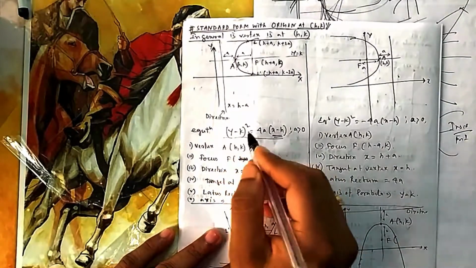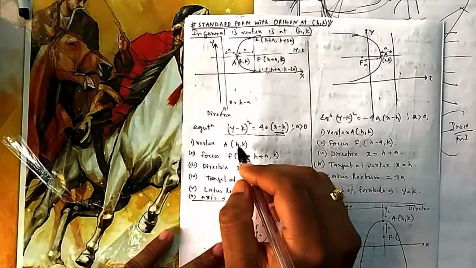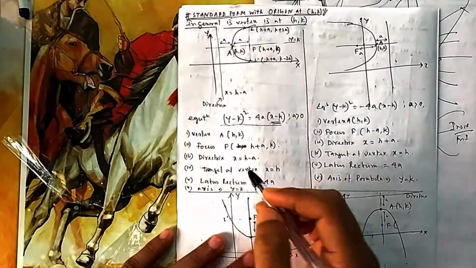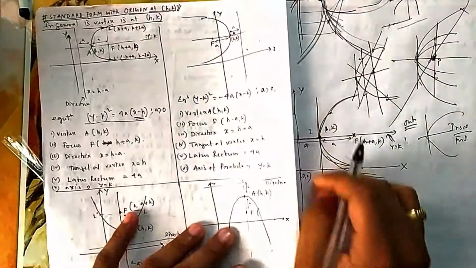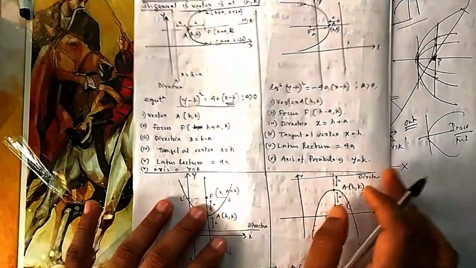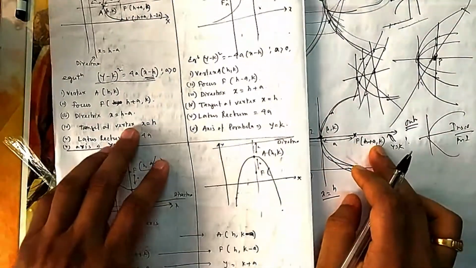If your equation is of this format, then you think that okay, my vertex is at (h, k). Then you can work out by yourself what your focus will be. No need to remember all this. You can draw a simple figure and find it. The latus rectum is always 4a, and the axis is y equal to k. So everything I have written here.